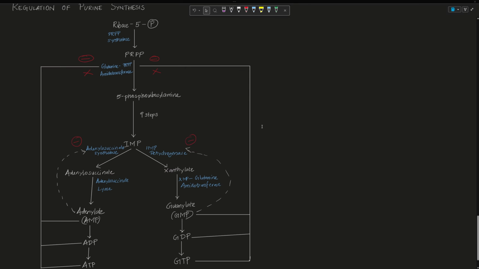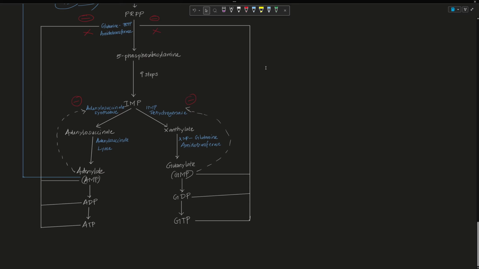One more inhibition occurs here. It is done by ADP. So I'm going to mark that in blue. This AMP can be converted into ADP, and that's what inhibits this enzyme.